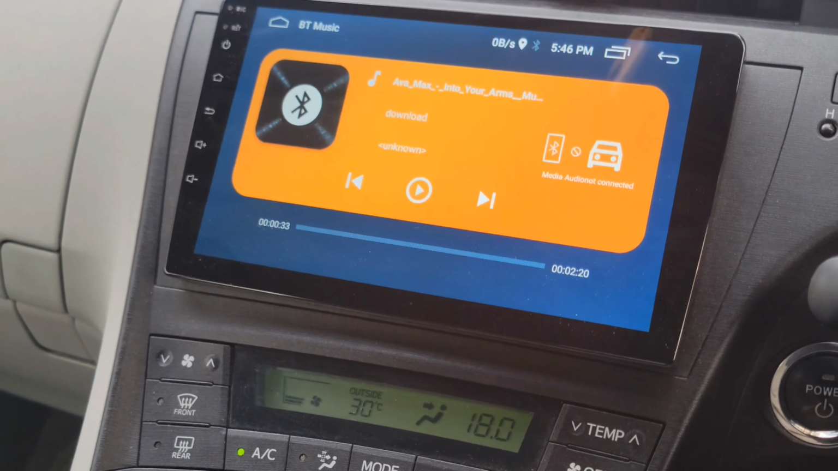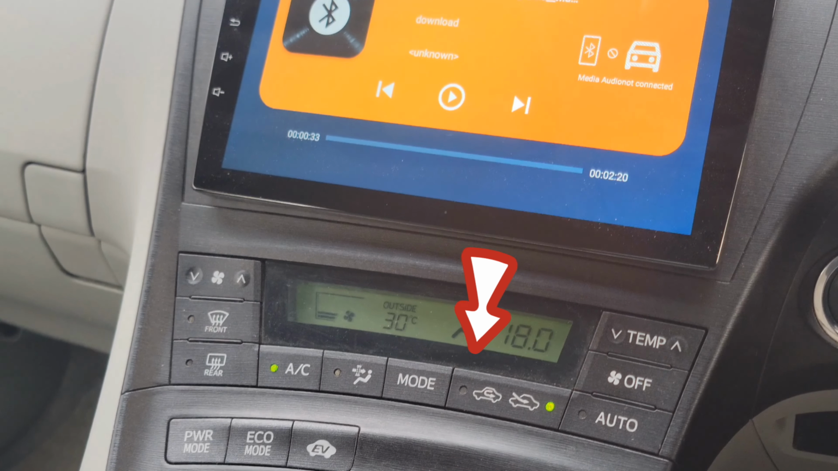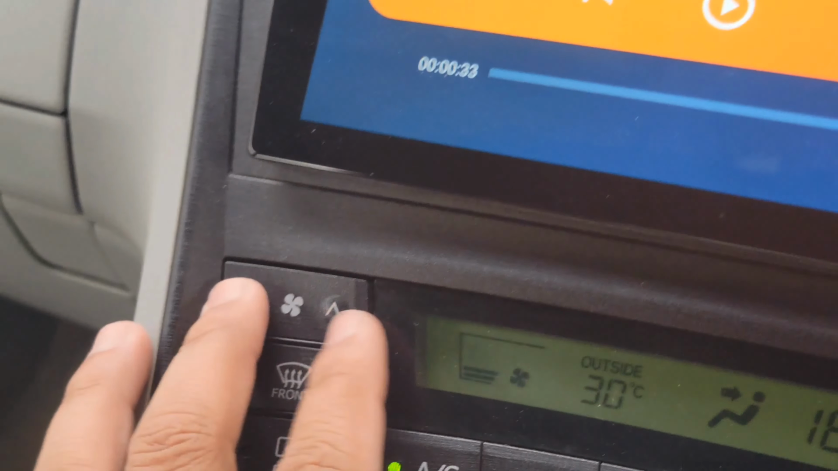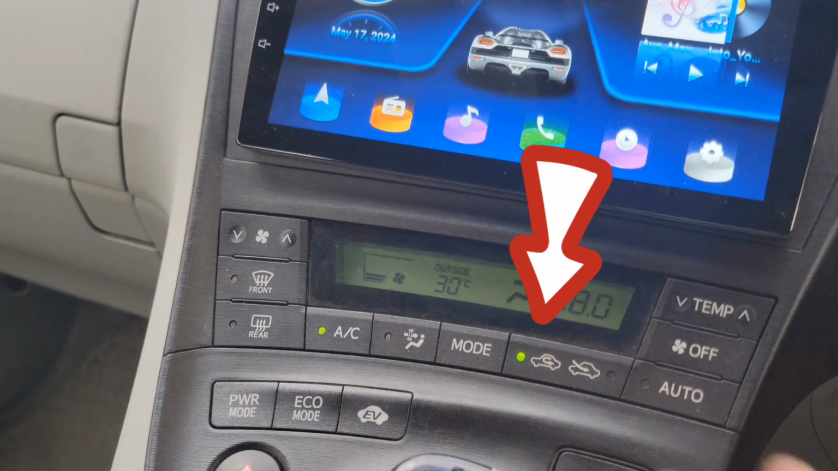And after 1 minute, we have to click on the internal circulation button, which will keep the air of the AC inside the car and make the car cooler and improve the internal environment of the car for us.